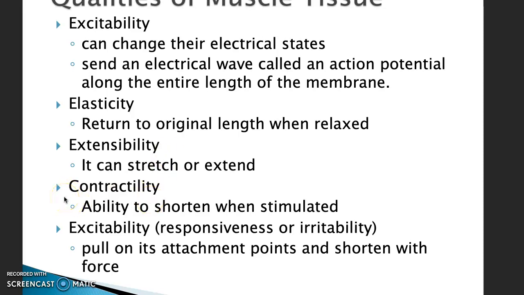The fourth one is contractility. This is the ability to shorten when stimulated, and this is caused by the action potential. And the last one is excitability, when there is a pull on its attachment points and it shortens in force. This is when neurotransmitters or electrical impulses are initiated.